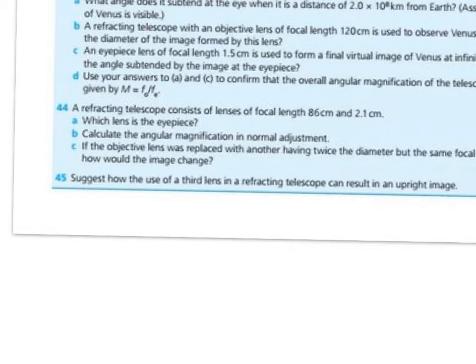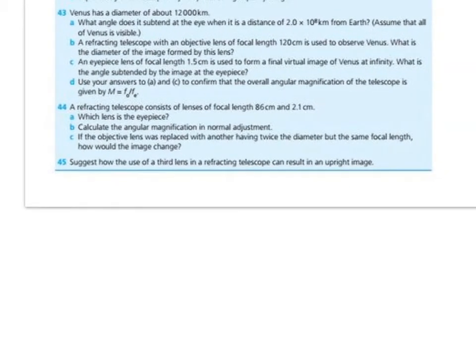Okay, so question 44. The refracting telescope consists of lenses of focal length 86 and 2.1. Okay, so this is going to be a bit of a memory question, but the eyepiece lens is the one that has the smallest focal length. The best way to remember it is that it's the opposite of the microscope. With the microscope, it's easy to understand why the eyepiece lens would have a large focal length. And here it's a little bit more abstract, so you just have to flip it round. Okay, so the eyepiece has the smallest.